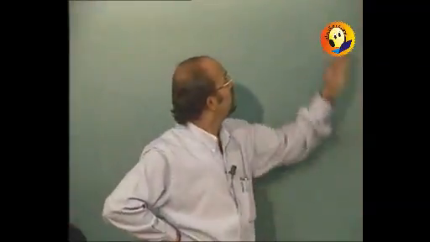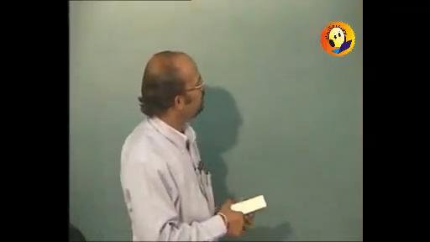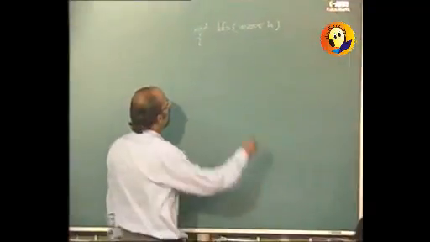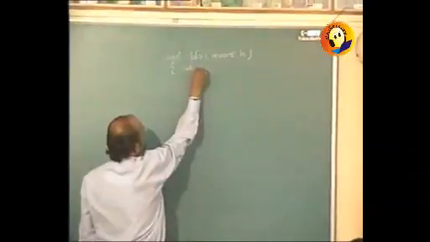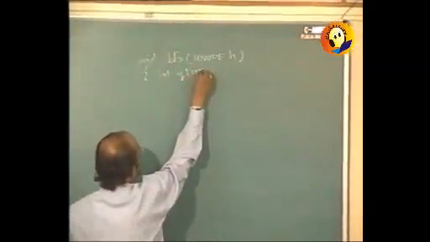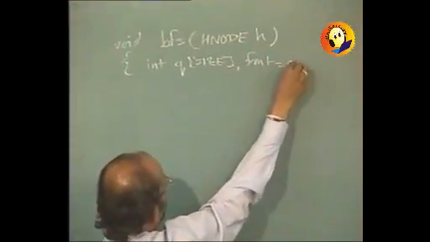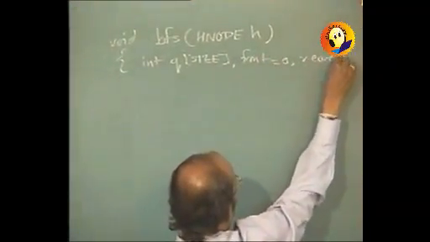Okay, somebody should help me to write BFS. Same logic, same concept, same algorithm. We will have int type Q of some size, front equal to 0, rear equal to -1.